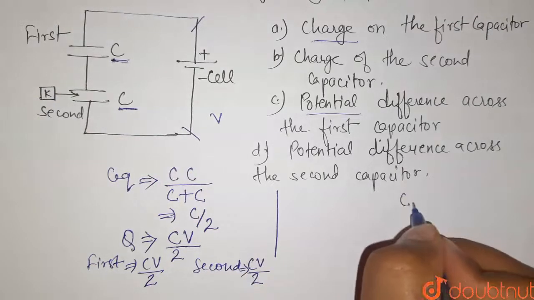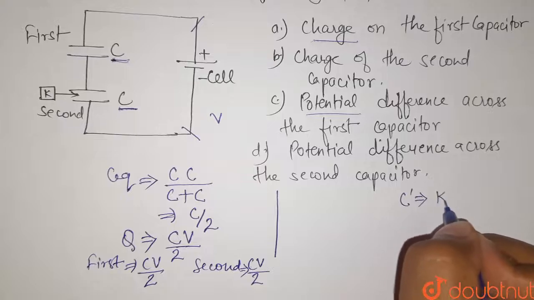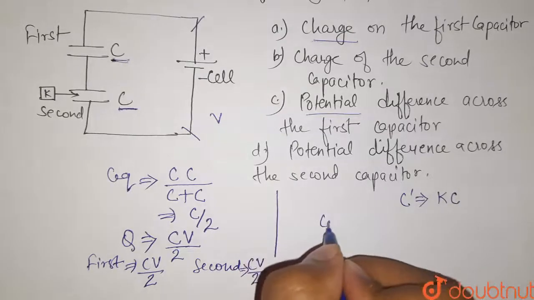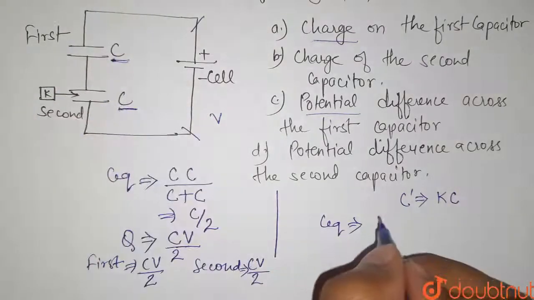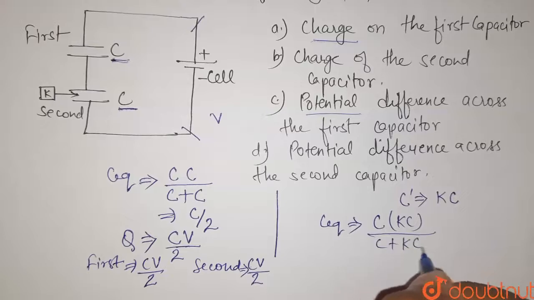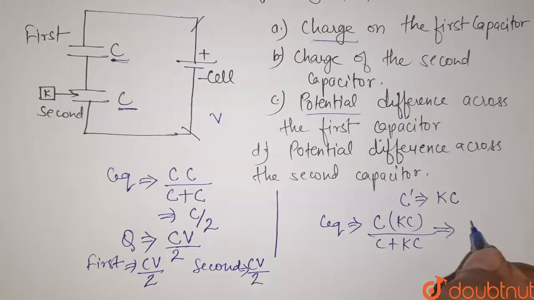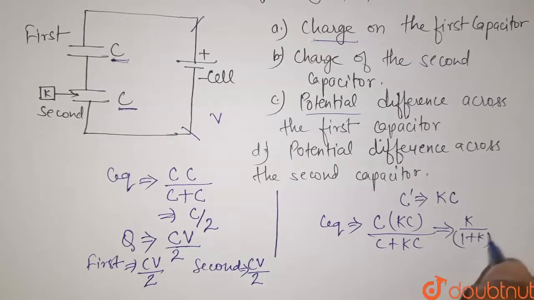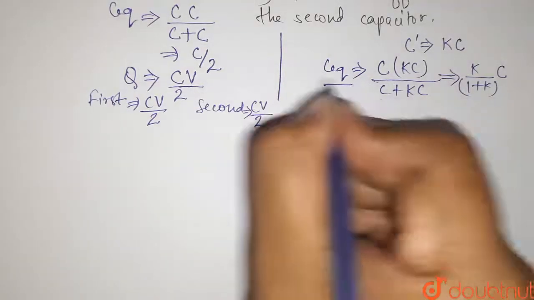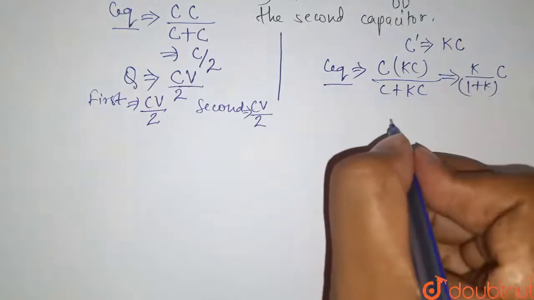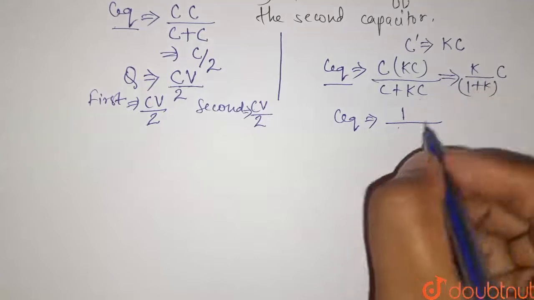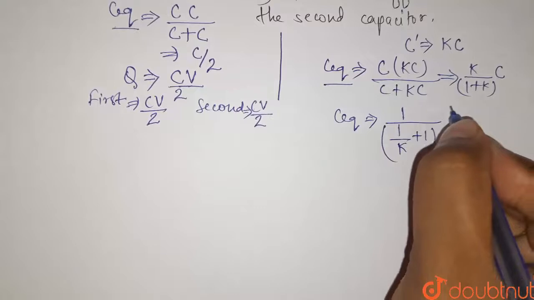But in the second case we have inserted a dielectric slab of dielectric constant K. So the capacitance of the second capacitor becomes K times the initial capacitance, that is K into C. The equivalent capacitance of the two capacitors in the second case is C into K into C divided by C plus K into C, which can be written as K upon 1 plus K into C. Now we have to compare this C equivalent with the previous one, so we write it as 1 upon 1 by K plus 1, into C, taking K common.